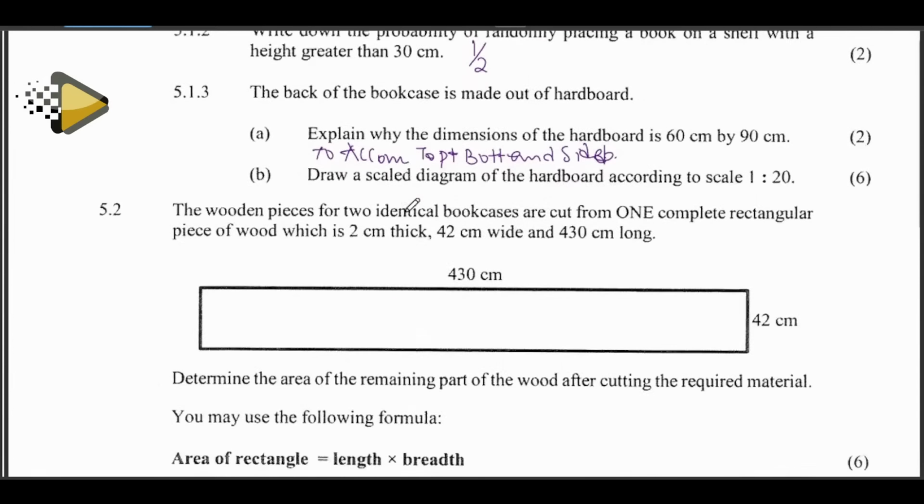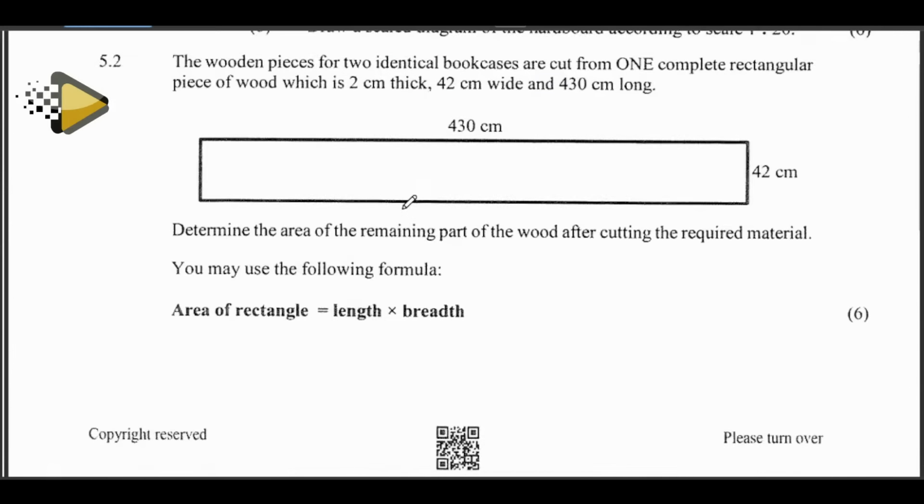Okay, we come down here and we ask ourselves, the wooden pieces for 2 identical bookcases are cut from one complete rectangular piece of wood. Remember, these are wooden pieces, excluding the back card. So we are cutting them from here. The piece is 2 centimeters thick, 42 centimeters wide, and 430 centimeters long. Determine the area of the remaining part of the wood after cutting the required material. You may use the formula below.